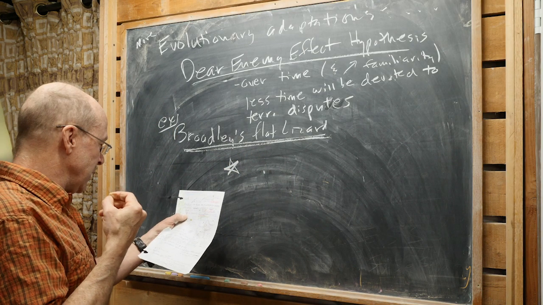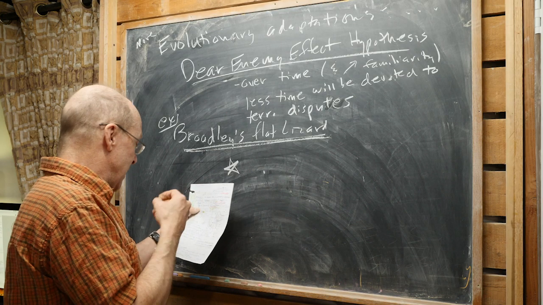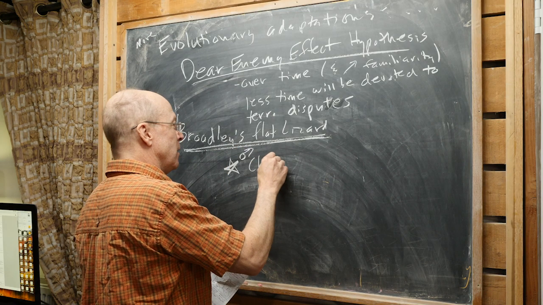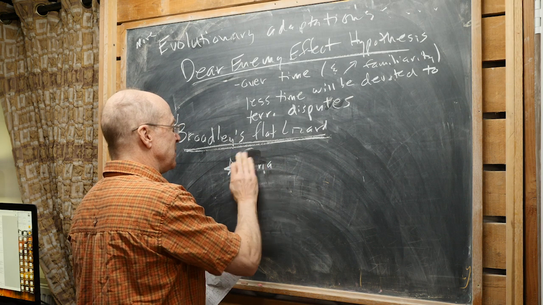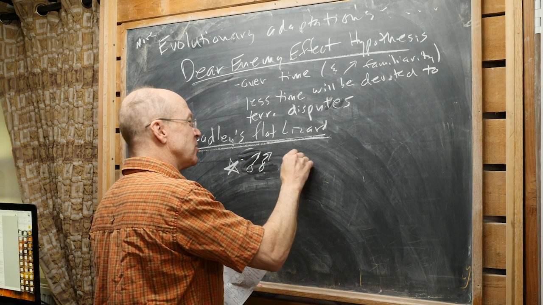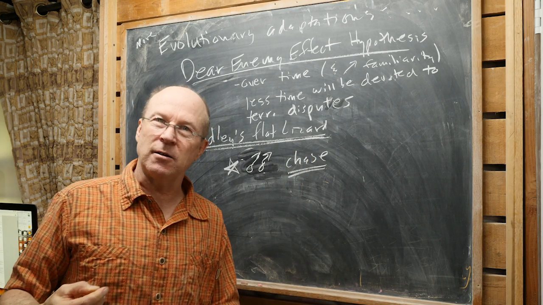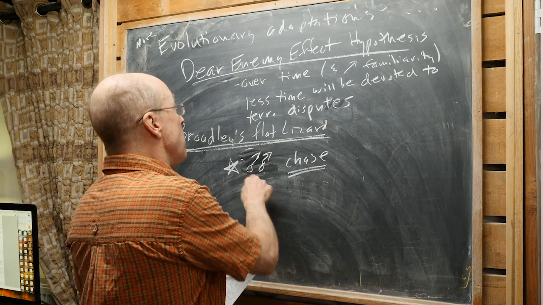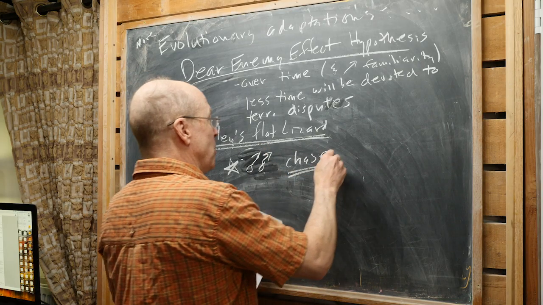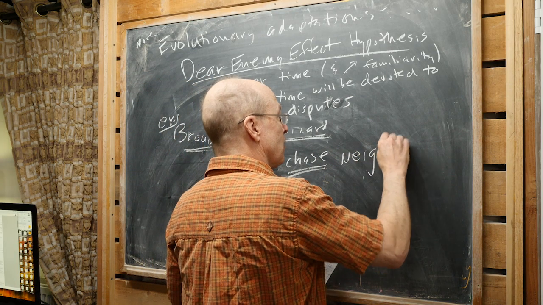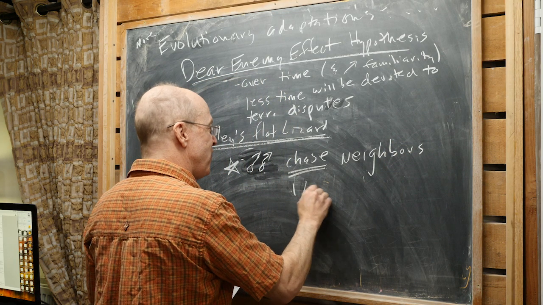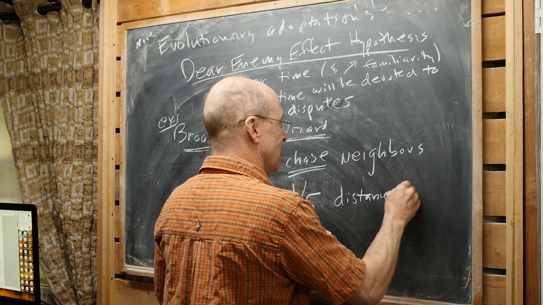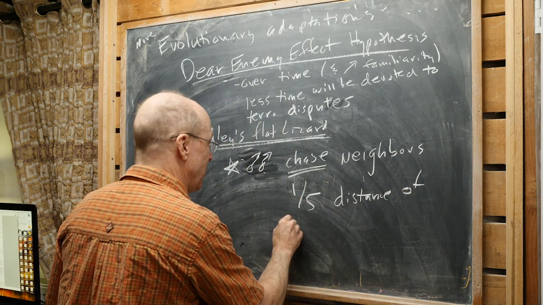The result for Broadley's flat-headed lizard, an African lizard, is that the males will chase. These are male territory holders. They're all brightly colored, of course. I mean, they're pumped up for mating. So males will chase their neighbors one-fifth the distance of unfamiliar intruders.